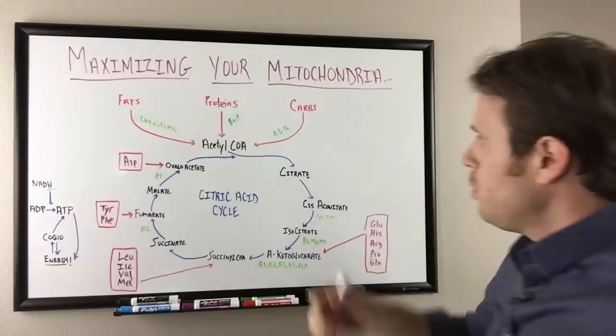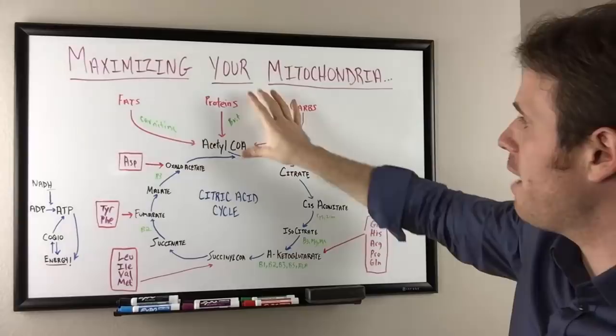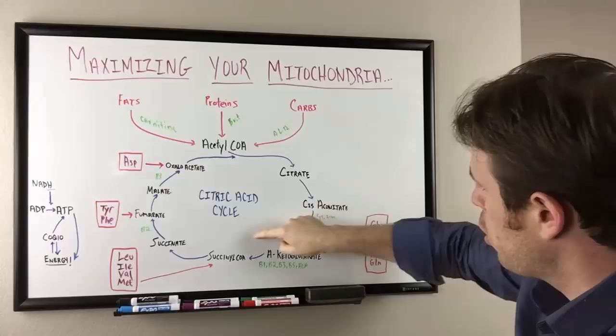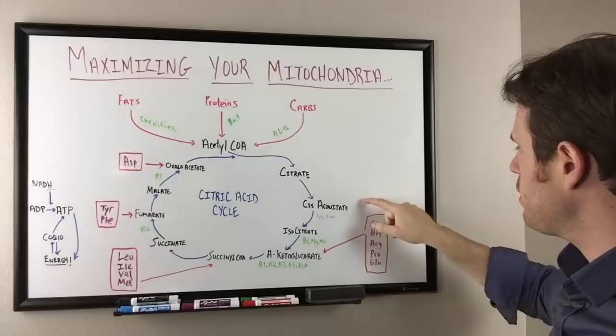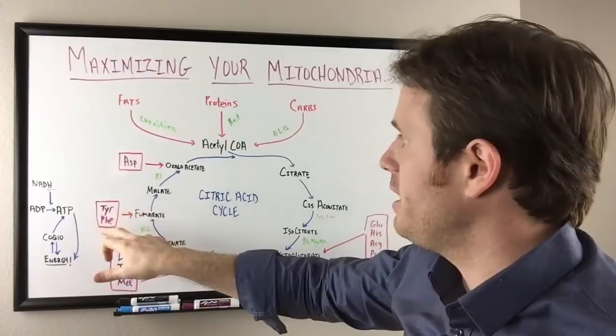You can see acetyl-CoA, all of these come down from our macronutrients: fats, proteins, and carbs. This is why a healthy, anti-inflammatory, nutrient-dense, low-toxin diet is important, so we have the precursor ready to go. And you can see this Krebs cycle cranks around two times. When it cranks around, it's using various amino acids here: glutamine, histidine, arginine, proline, glycine, leucine, isoleucine, valine, methionine, tyrosine, phenylalanine, aspartate, cysteine. All of these nutrients are needed.